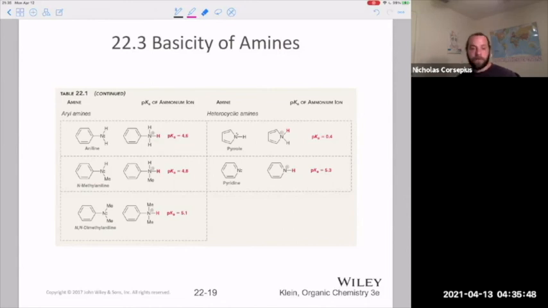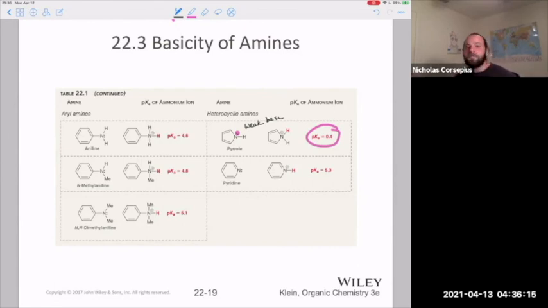The last thing to consider with basicity is that the lone pair has to be involved in order for the nitrogen to be a base, okay? So what does that even mean? Well, let's take pyrrole, for example. Notice that the conjugate acid for pyrrole has an incredibly low pKa, which means that pyrrole is a very weak base. It is a crappy base compared to all these other nitrogen compounds we've been talking about.